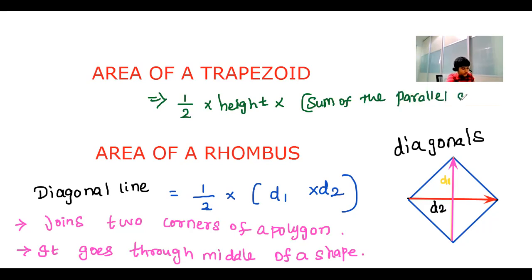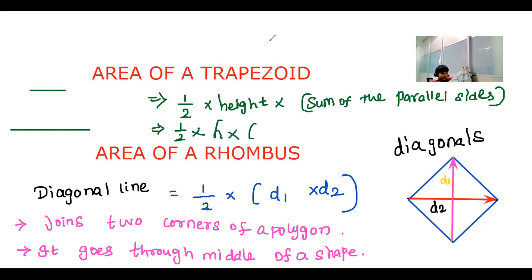It's almost the same as the rhombus, but it has height. I mean triangle, like half into base into height, you're saying? Half into base into height. Yeah, it's almost the same. You do multiply the base, but here you have to add the parallel sides. For example, let's assume the word height as the variable h and the sum of parallel sides is a plus b. So this is the formula.